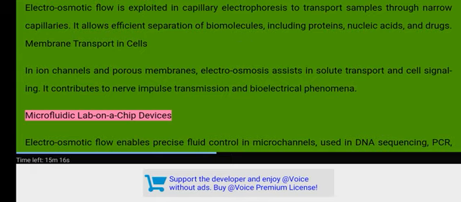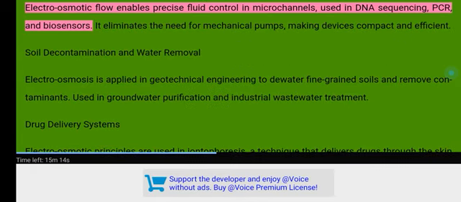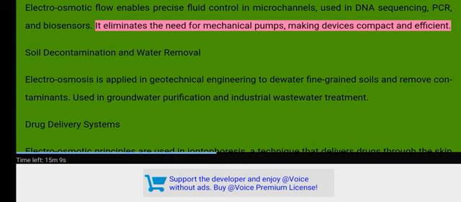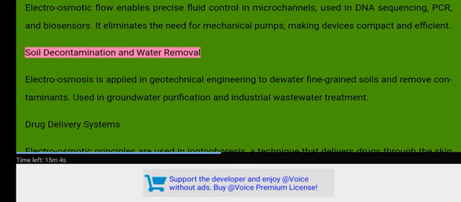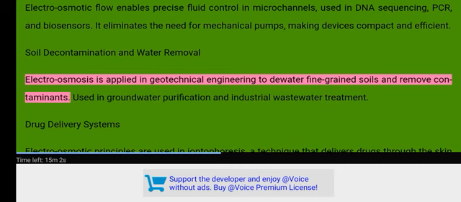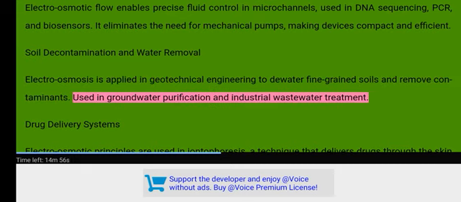Microfluidic lab-on-a-chip devices. Electroosmotic flow enables precise fluid control in microchannels, used in DNA sequencing, PCR, and biosensors. It eliminates the need for mechanical pumps, making devices compact and efficient. Soil decontamination and water removal. Electroosmosis is applied in geotechnical engineering to dewater fine-grained soils and remove contaminants. Used in groundwater purification and industrial wastewater treatment.